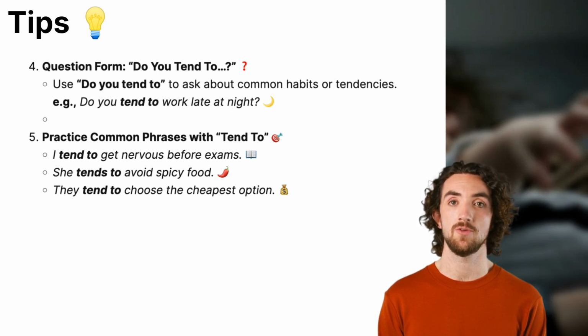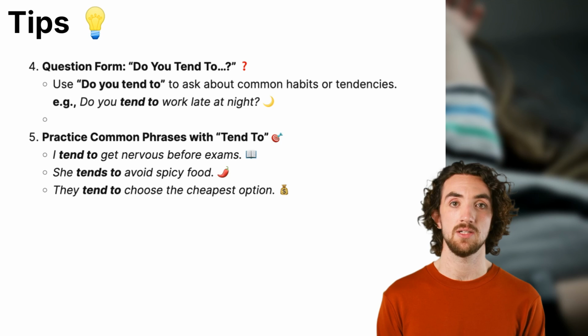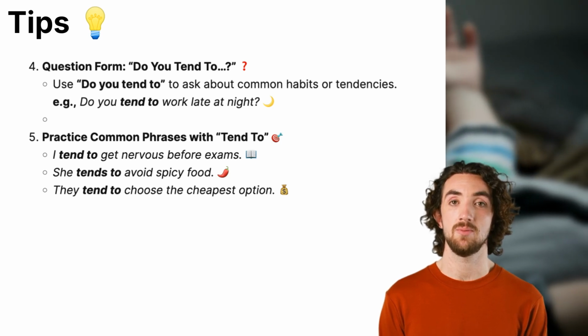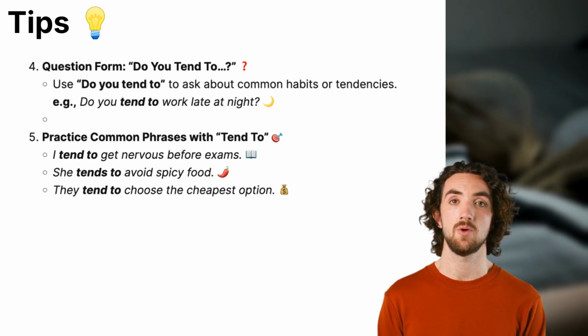4. Question form. Do you tend to? To ask about common habits or tendencies, use do you tend to? Example. Do you tend to work late at night? This is asking whether someone often works late.